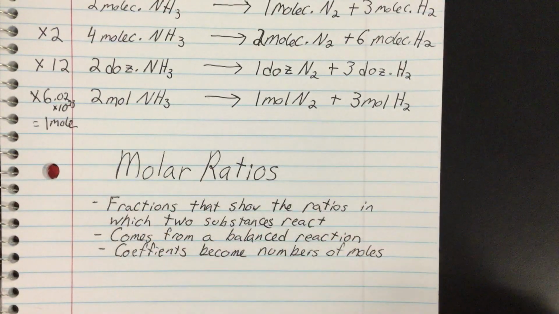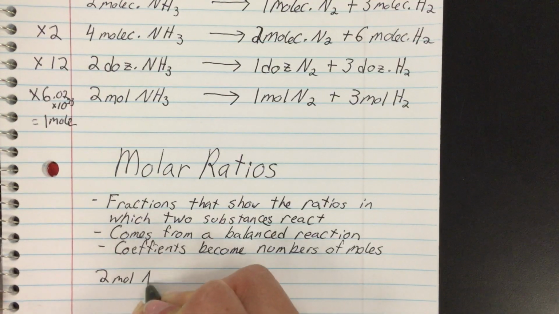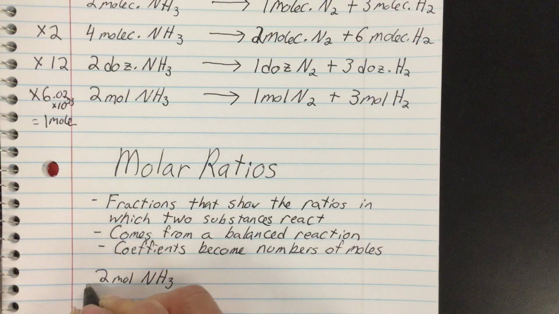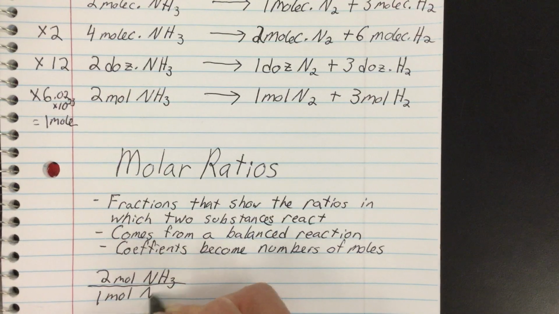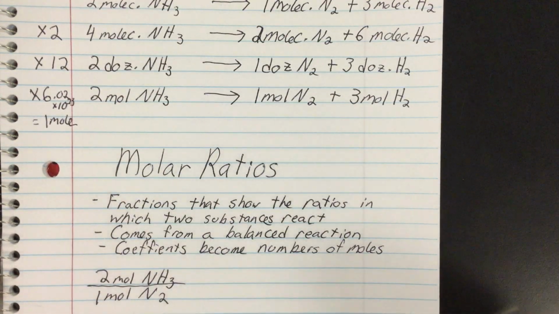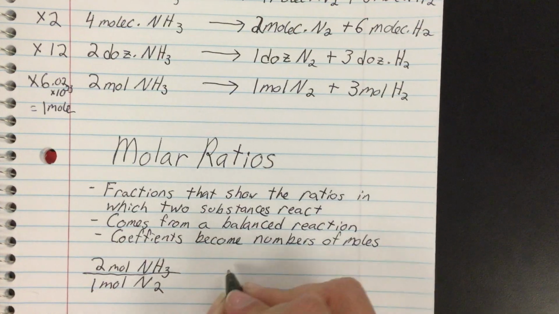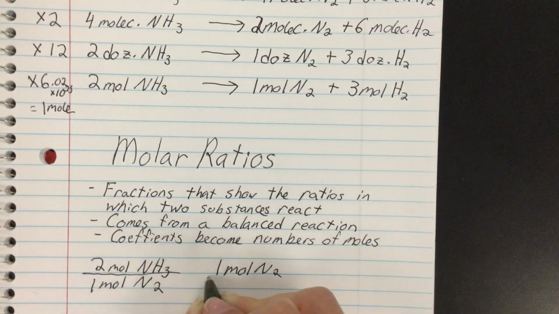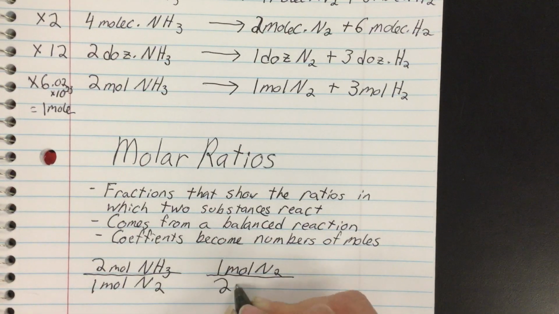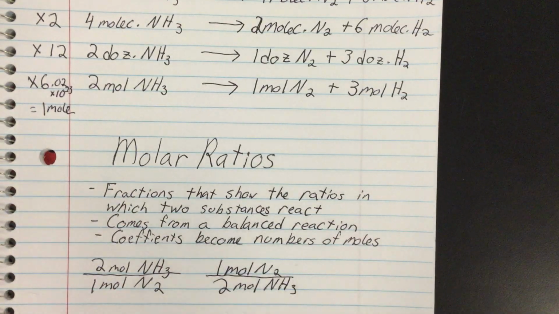So I'm going to scoot it up so we can see them right here. I can say 2 moles NH3 over, we'll say, 1 mole of N2. That's a molar ratio. I can flip it over. We're going to see in a few minutes there's a reason we might want to do that. So I could say 1 mole of N2 to 2 moles NH3. I can also pull any other two substances I want out of this.